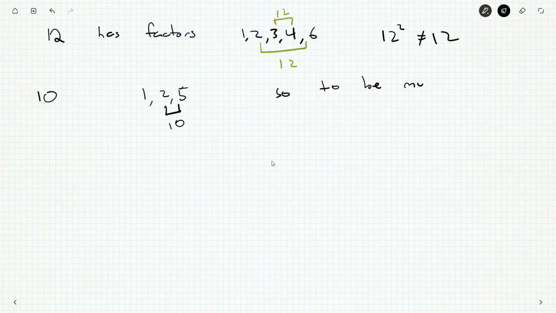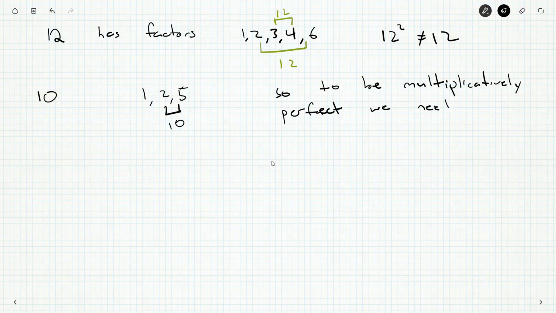So, to be multiplicatively perfect, we need exactly 2. The ones that aren't 1 or the number are called trivial factors. We need non-trivial factors. We need exactly 2 non-trivial factors. Alright, well, how do we get exactly 2 non-trivial factors?